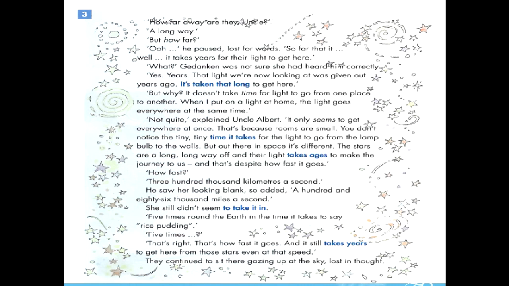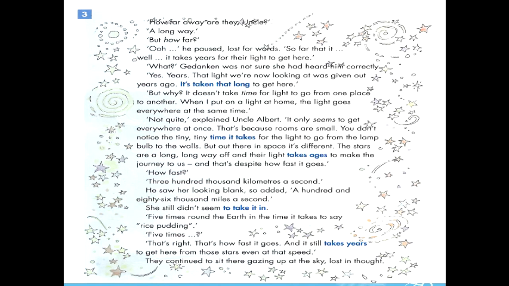"Not quite," explained Uncle Albert. "It only seems to get everywhere at once. That's because rooms are small. You don't notice the tiny, tiny time it takes for the light to go from the lamp bulb to the walls. But out there in space, it's different. The stars are a long, long way off, and their light takes ages to make the journey to us, and that's despite how fast it goes." "How fast?"